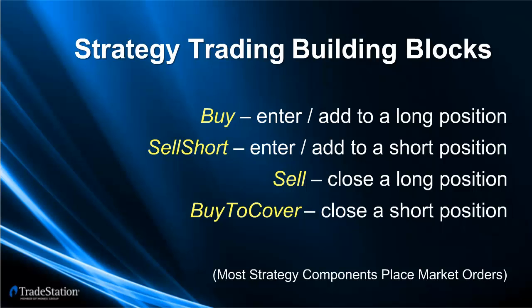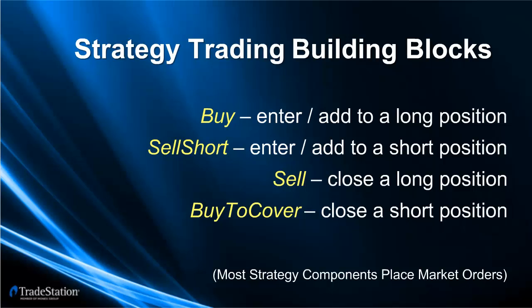In order to build a strategy in TradeStation, we have to use one of these 4 order entry verbs. These are the language of EasyLanguage and strategy trading. The components I'm going to show you have one of each of these order types built in. So each strategy component in TradeStation takes one trading action. It can buy and go long. It can sell short. You can sell to close a long position, or you can buy to cover to close a short position. So each strategy component is going to take one of these 4 actions.